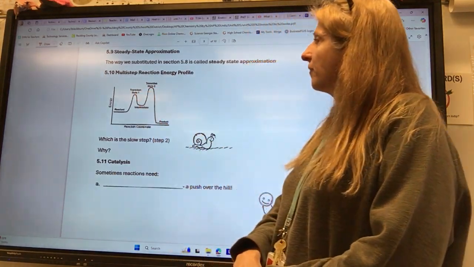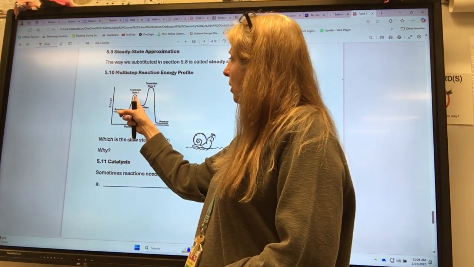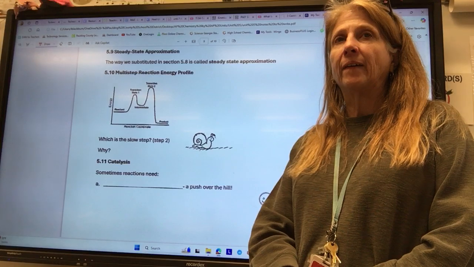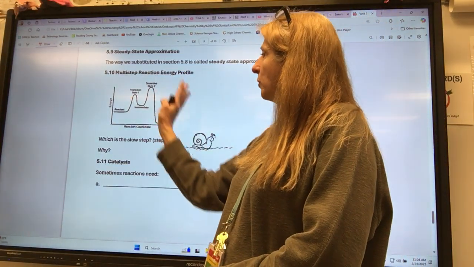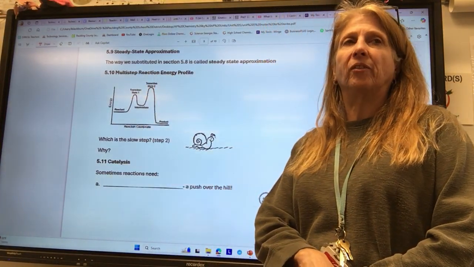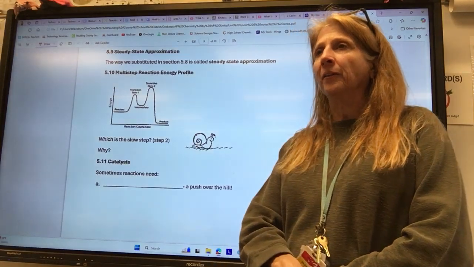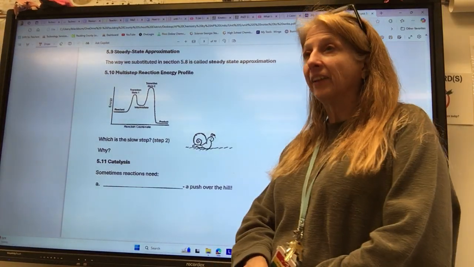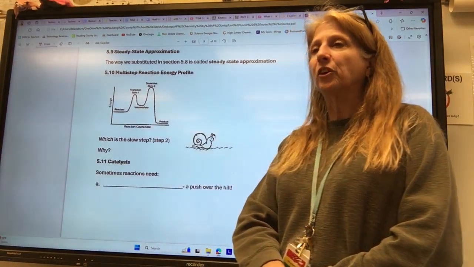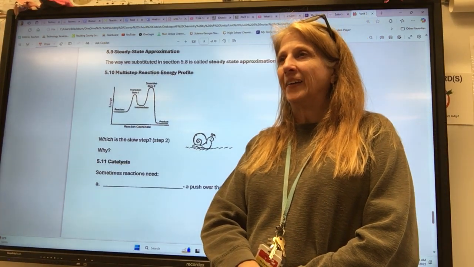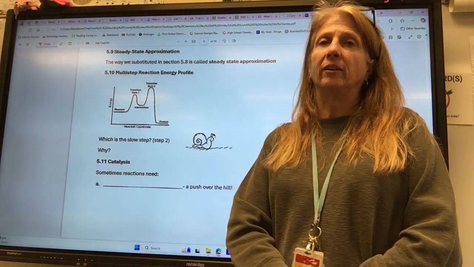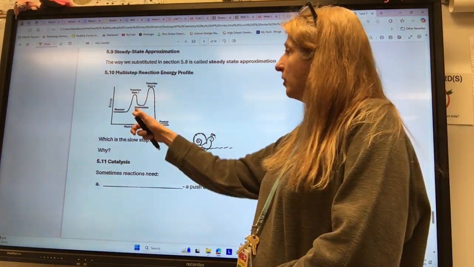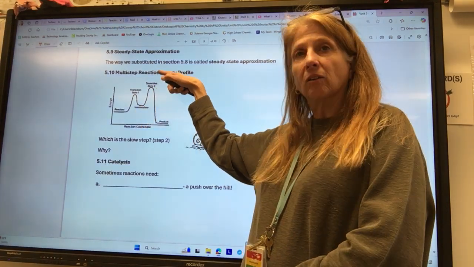Which one do you think is the slow step? 1 or 2? Which one do you think in this little graph is the slow step? They're going to ask you that. Which one do you think is the slow one? Just by logic. He's got it. It's 2. Why is 2 the slow one? Because it's a bigger mountain and that'd be harder to get over, right? If you were a little hiker, this one would take longer to get over, right?